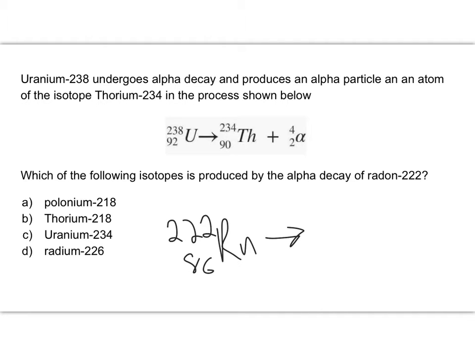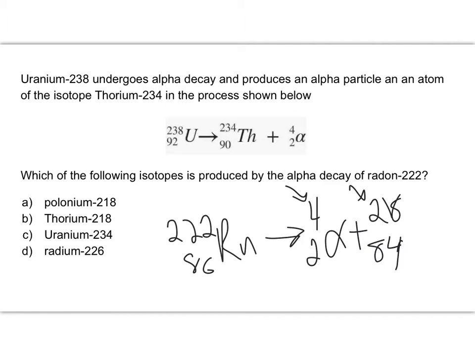Since they're both alpha decay, we have this alpha particle, which is part of the process of any alpha decay. What remains is an isotope with a mass of 218, because the numbers on the top have to equal the same total on both sides. So 222 is the same as 4 plus 218, and the atomic number would be 84. If you look that up on the periodic table, you'd see that element number 84 is polonium. So polonium-218 is the name of that isotope.